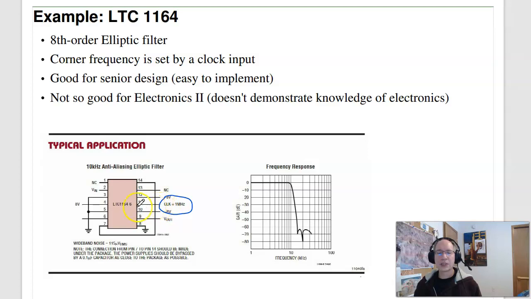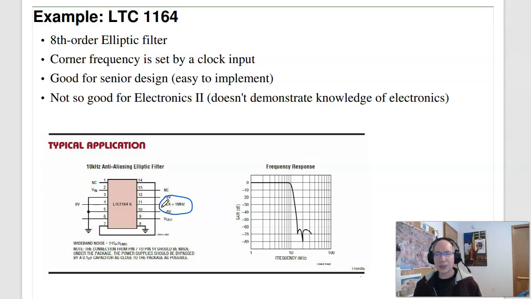So this is a circuit where you just input the clock and that tells you the corner. On other chips, you just add a capacitor. That sets the clock frequency, that sets the corner frequency. And they do that because it's a lot easier writing code than building an 8th order op-amp circuit. An 8th order op-amp circuit would need 8 capacitors that you have to add. This chip only needs 1 capacitor.